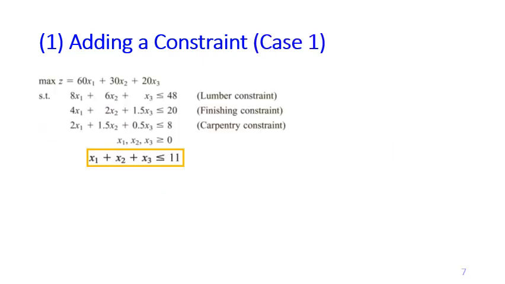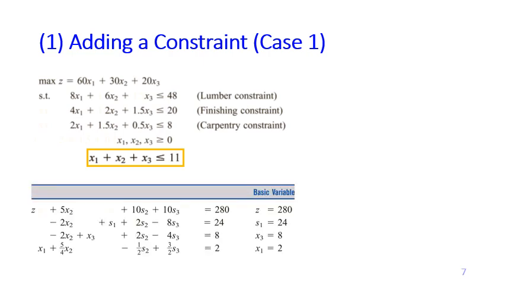In the first case, suppose we add this constraint to the Dakota problem, x1 plus x2 plus x3 less than or equal to 11. Now here is the optimal solution for the Dakota problem before we add the constraint. So this is the old optimal solution.